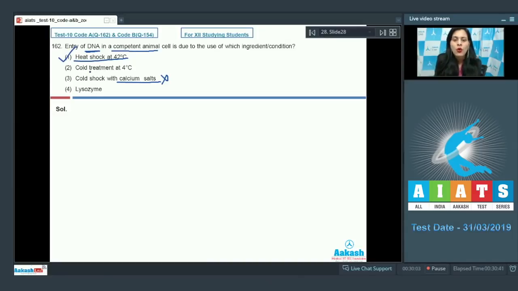The next option is cold treatment at 4 degrees Celsius, and this is an incorrect option because cold treatment at 4 degrees Celsius will lead to the closure of these transient pores which are created at the time of heat shock at 42 degrees Celsius. The last option is lysozyme, and this is an incorrect option. Lysozyme is an enzyme which is used at the time of DNA isolation from bacterial cells. So the correct answer to this question is option number 1. Let's discuss our next question.